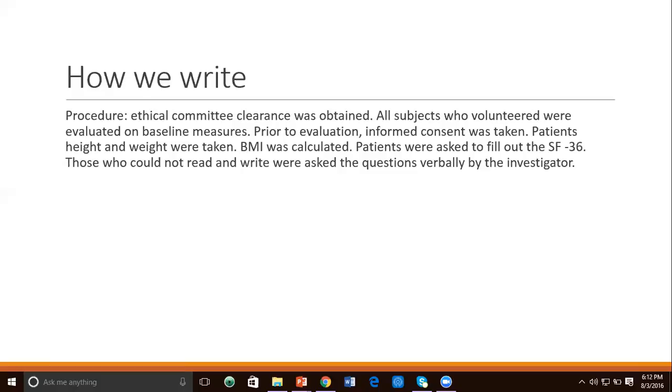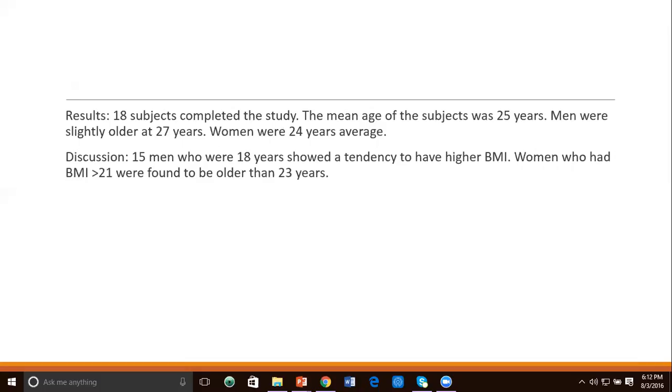Then patient's height and weight were taken. BMI was calculated. To calculate BMI, height and weight have to be taken, so there is no need to write that sentence. Patients were asked to fill out the SF-36. Those who could not read and write were asked the questions verbally by the investigator. All of this can be made much firmer. Tight sentences can be made.